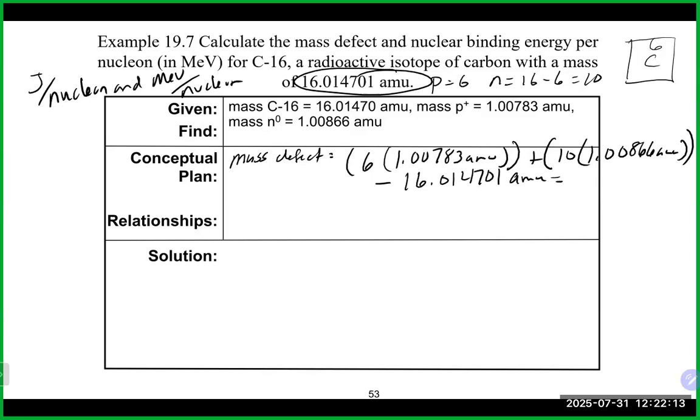All right, then minus 16.014701. Looks like we get a mass defect of 0.1189 AMU.